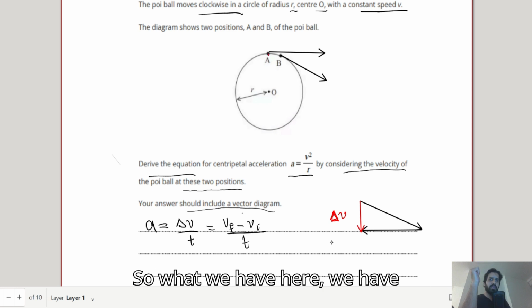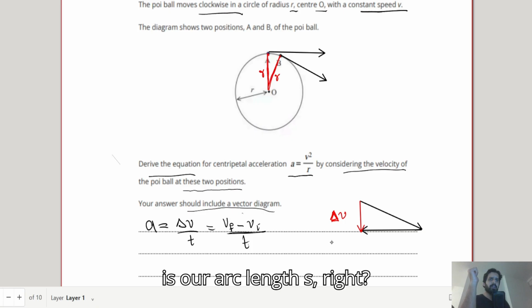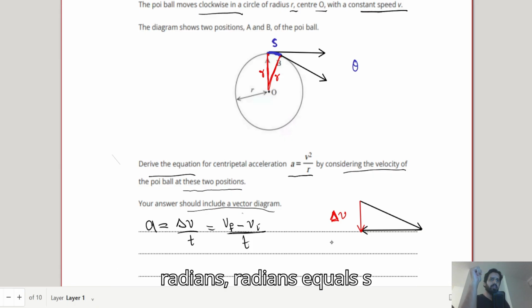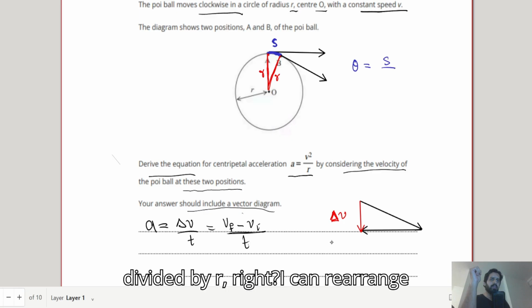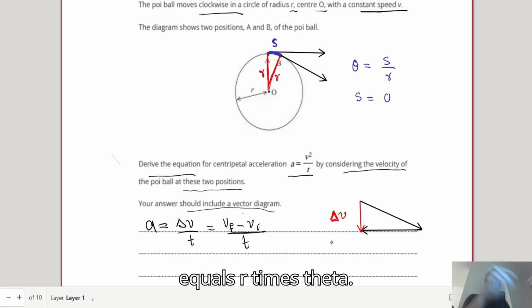So what we have here, we have this radius r, and then this is also radius r, and this is our arc length s, right? So remember from the definition, radians equals s divided by r, right? I can rearrange this equation for s, and I can write s equals r times theta.